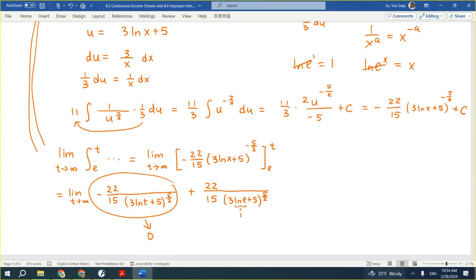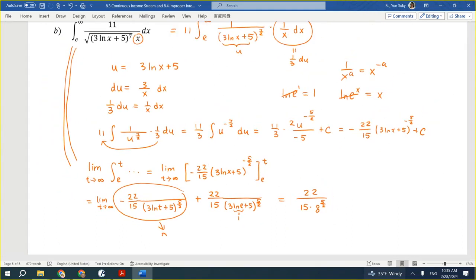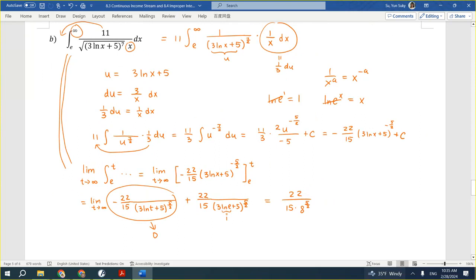Therefore, here you get 0 plus this number is 22 over 15. And then what is 3 plus 5? 8. So 8 to the 5 half. This is the final answer. Okay. So this problem, the improper integral converts to this finite number. So we can say the integral converges. And let's finish the problem.